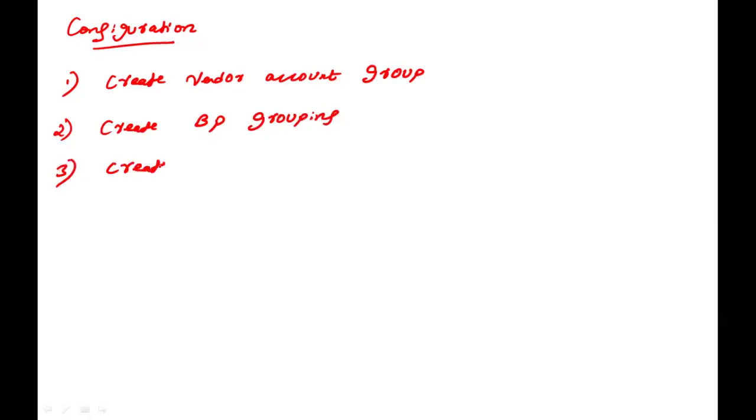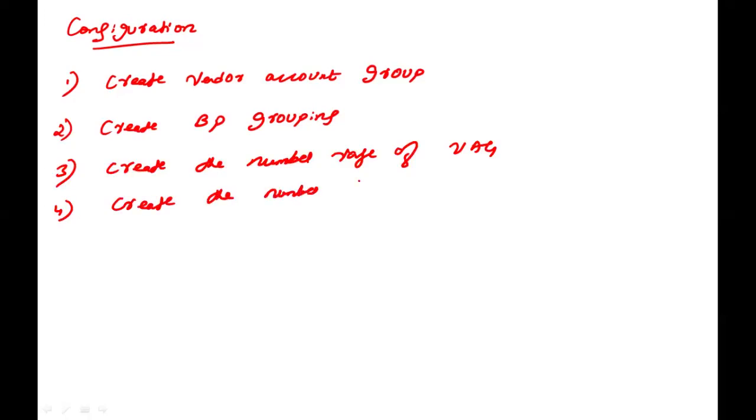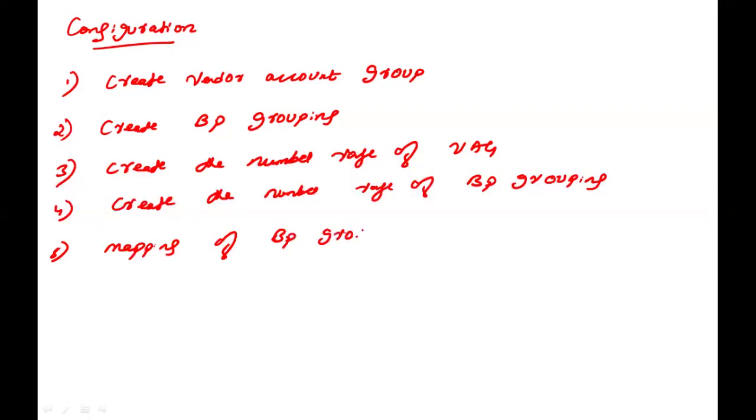Then create the number range for vendor account group. Create the number range for BP grouping. And do the mapping of BP grouping and vendor account group.